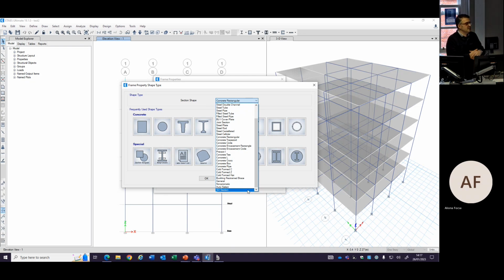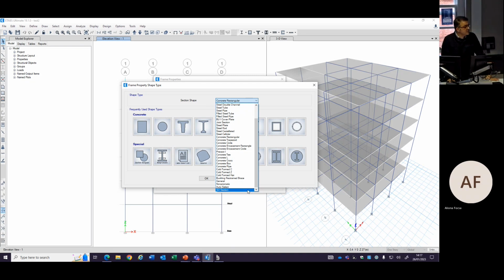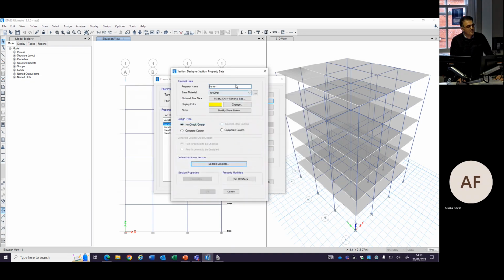It has a capability called Section Designer, SD. SD stands for Section Designer. You can use it for different purposes, but one of them is for concrete columns. It's useful for steel structures as well. If I choose Section Designer, it doesn't matter which of these sections are selected. You don't need to use any of these. Just press OK, and you get my Section Designer.